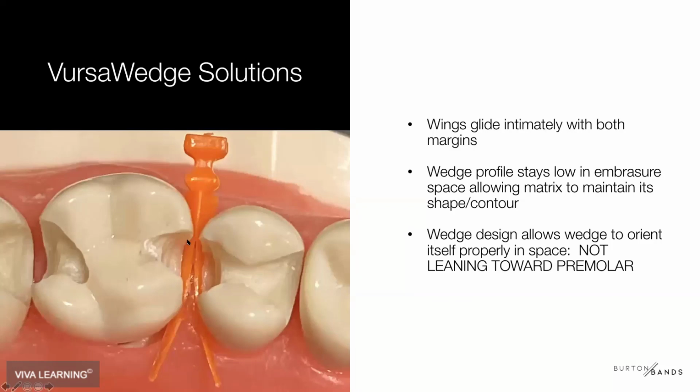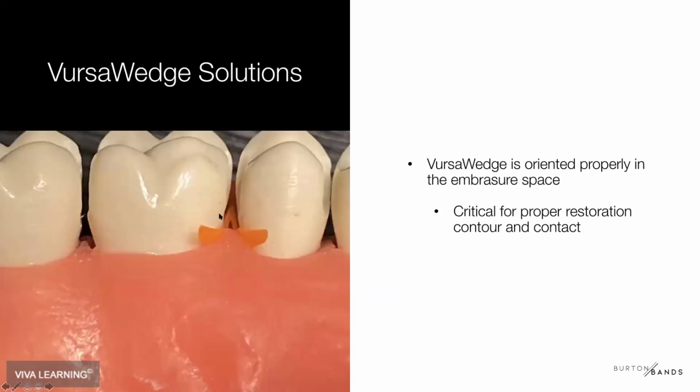But the other thing is that the crest of the wedge here is situated right down the middle of the embrasure space. And that's important, as it's not leaning toward the premolar as we'd seen in the others. And this is a lateral view of that, where you can see the crest of this wedge is right up Main Street. So it's going to allow your matrix bands to come up and just have their natural form and contour without being disturbed by the wedge.